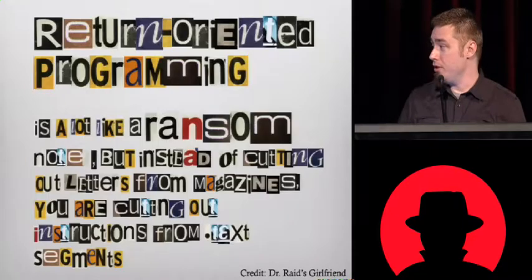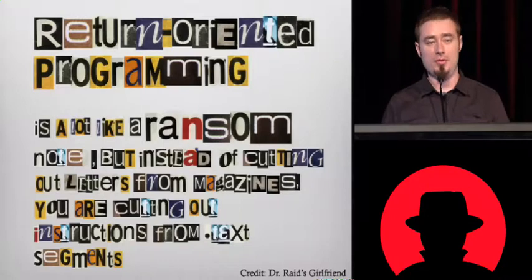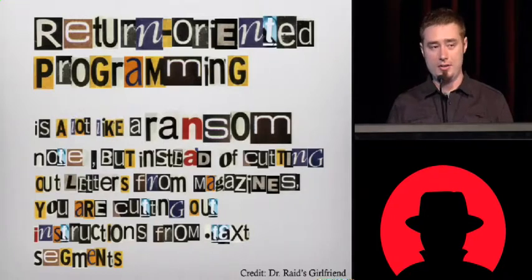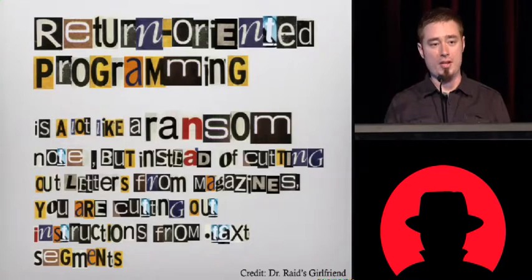Another way to understand this, to give credit to Dr. Raid's girlfriend: Dr. Raid was writing a script to do this, and he explained it to her, and she said, wait, that's just like a ransom note. And we're like, that's genius. Yes, exactly. Return-oriented programming is a lot like a ransom note.